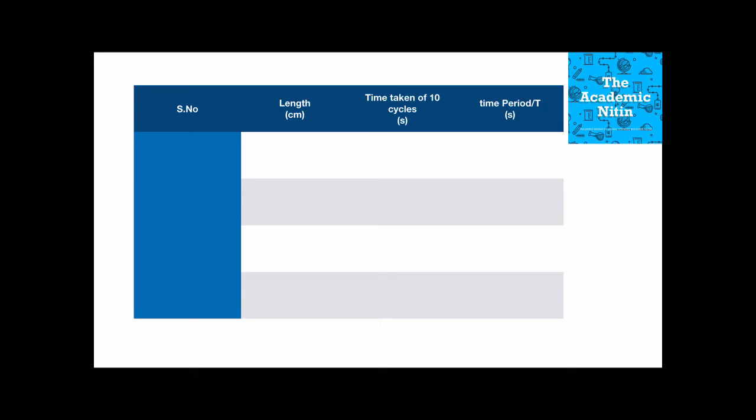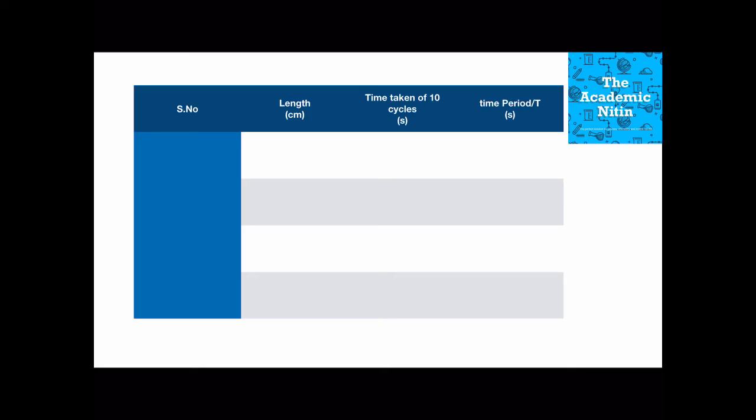So why should we take 10 oscillations? It is for nothing but precision. You have to get the value very precise, so you measure for 10 oscillations and calculate the average. For example, if I get 5 as the value for 10 oscillations, I divide by 10 so that I get 0.5 seconds, which is the time period.